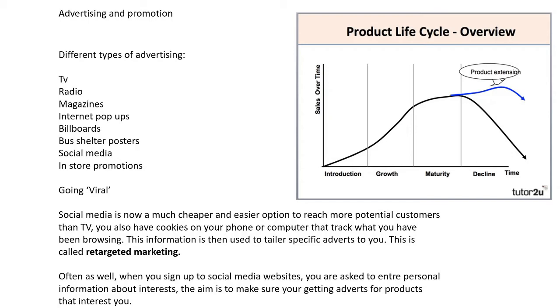You think, well, that's a bit creepy, but that's because it's just gone into your phone and gone, okay, you were just on this website, let's advertise this to you. And that's why you end up getting very, very specific adverts. So that's called retargeted marketing.